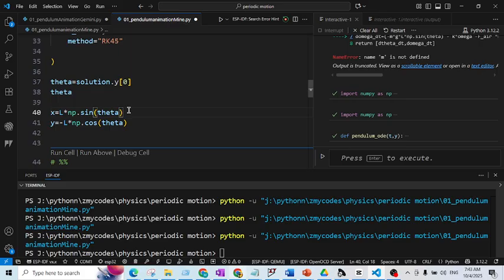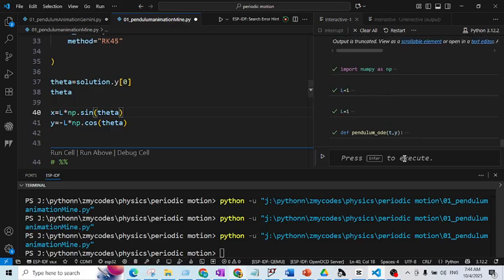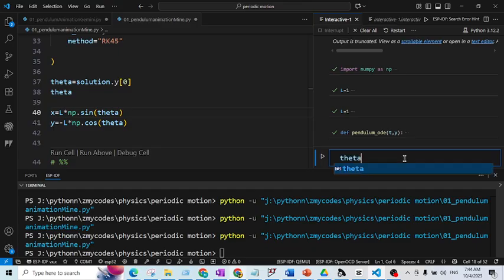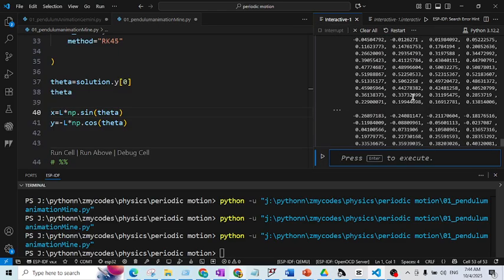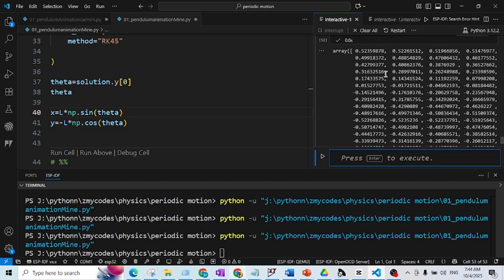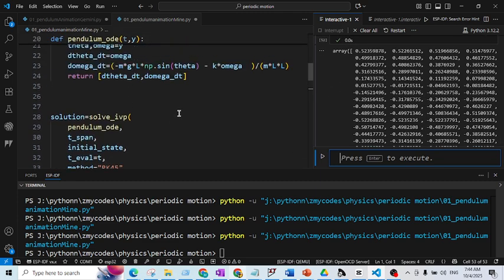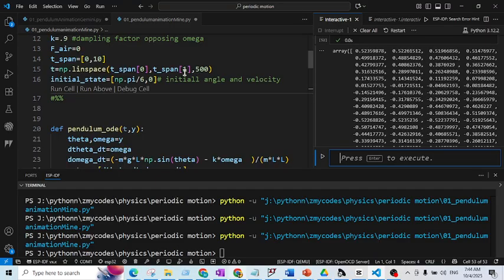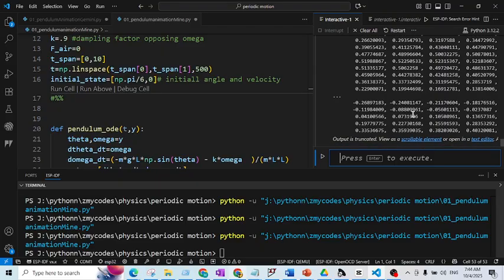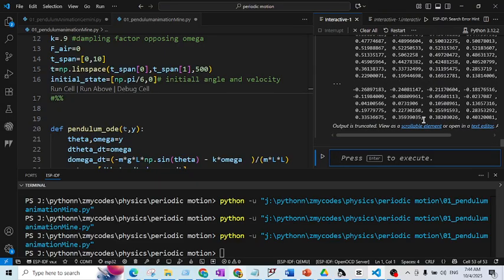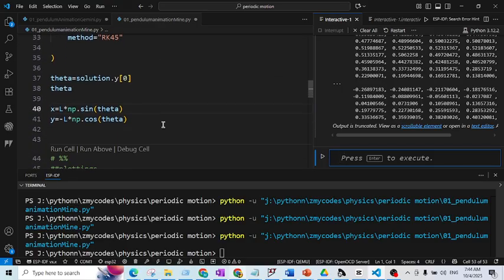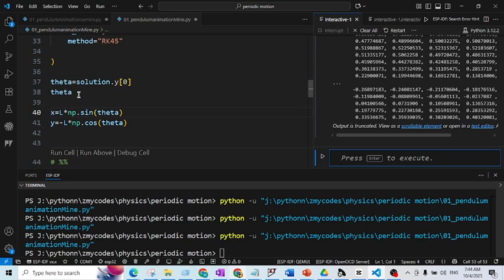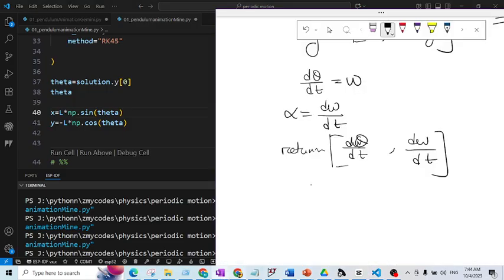So let me run this portion, and let's see what theta is. You see theta, I have 500 thetas here, as I have 500 times here. This is 500 positions, and now I want to convert that into xy coordinates.